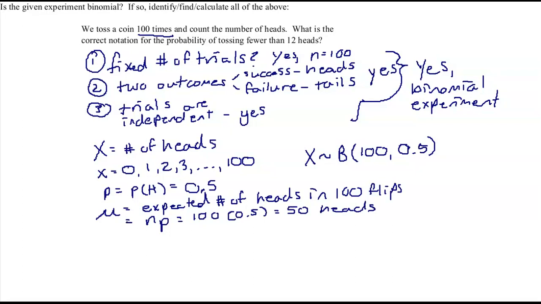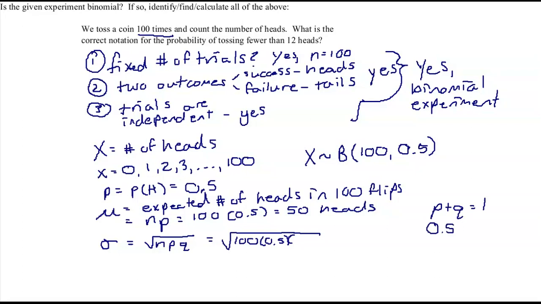Now this sigma, the standard deviation, this one you might want the formula for, square root of npq. So square root of n is 100, p is 0.5. Now remember, p plus q equals 1. So if p is 0.5, q is going to be 1 minus 0.5, or also 0.5.